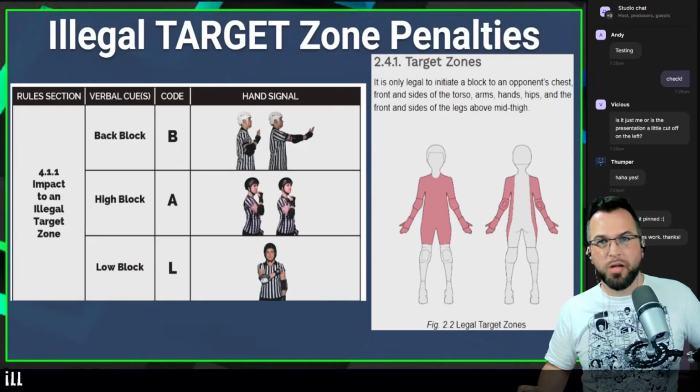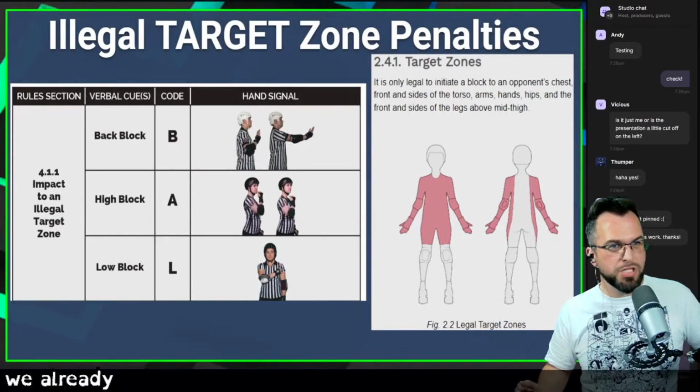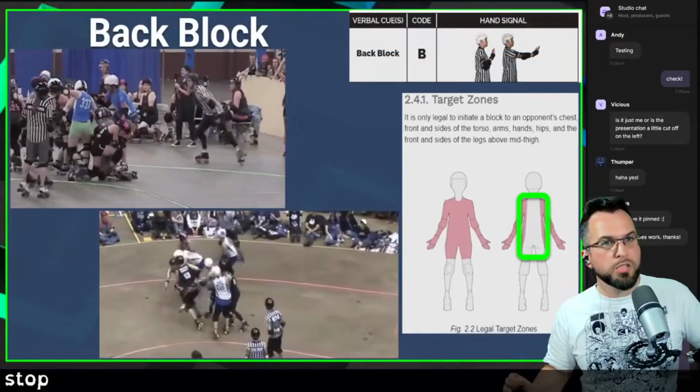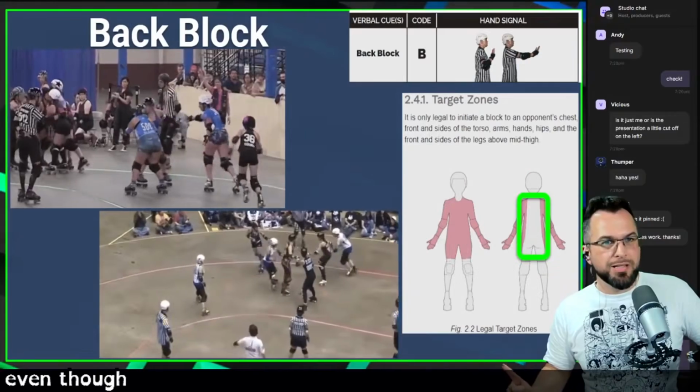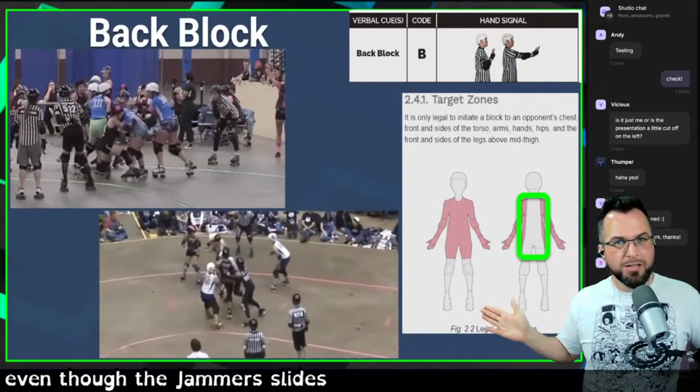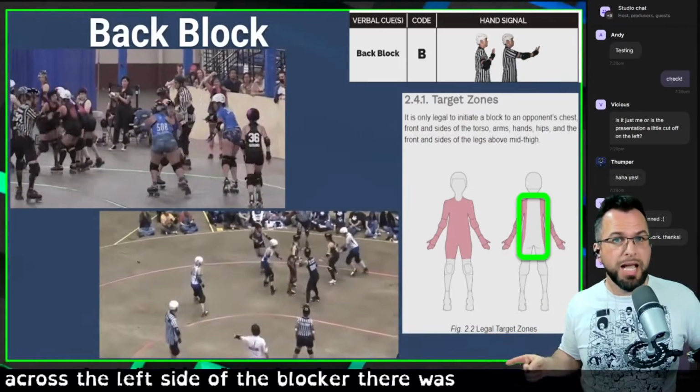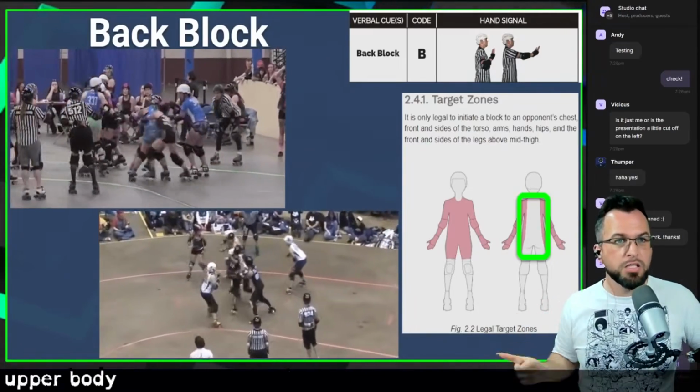Illegal target zone penalties. I already did the hand signals here. This was supposed to be to go over the hand signals, but I already did those. Let's see some examples. So, top photo. Even though the jammer slides their hip contact across the left side of the blocker, there was still contact with the upper body that caused that person to go down.